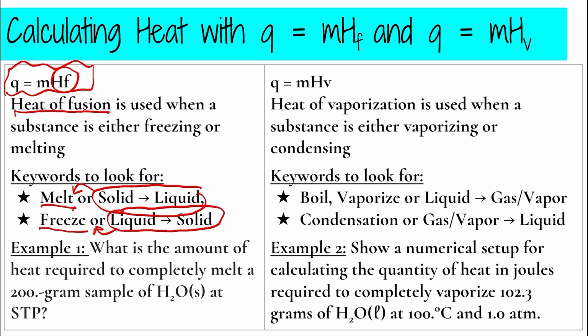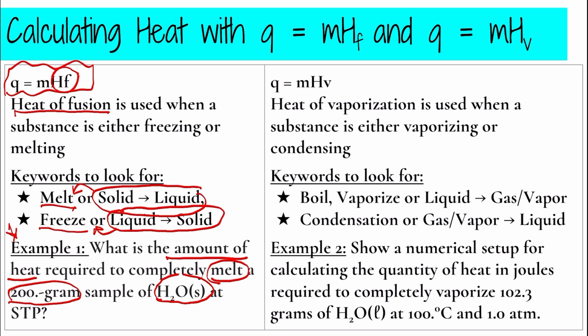So let's take a look at this example here. What is the amount of heat required to completely melt a 200-gram sample of H2O at STP? Okay, it says I need to calculate heat, and it says that this substance is melting. What is the substance? This is water, and there's 200 grams of water, and it says that it's at STP.